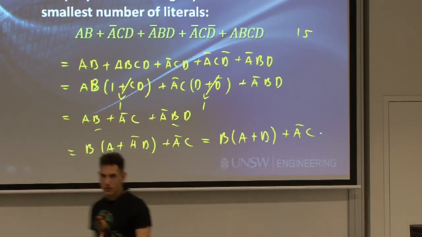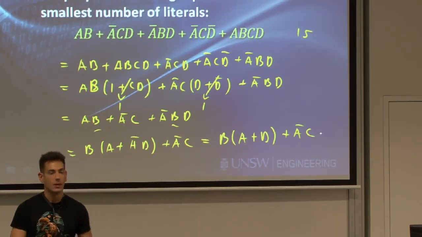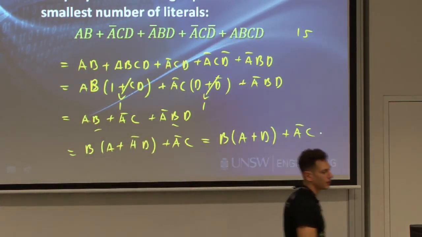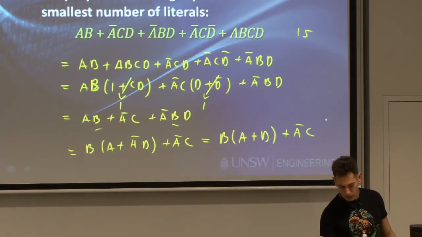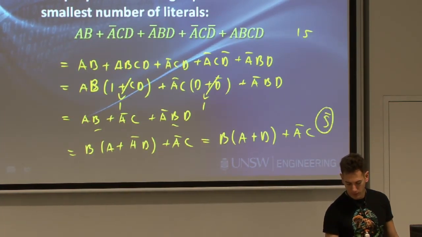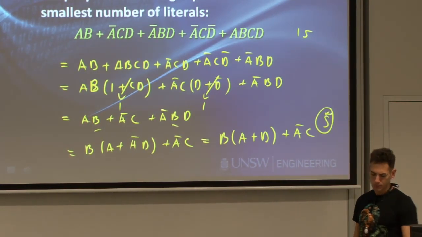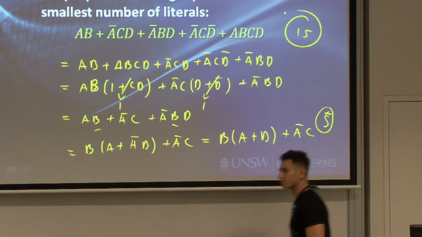But there's the question, is there a way to know that we got to the end and we cannot actually simplify any further? Maybe if we manipulated it to begin with in a different way, we would have ended up with something which is simpler. This, by the way, has 5 literals in it, in comparison to the 15 that we started with.